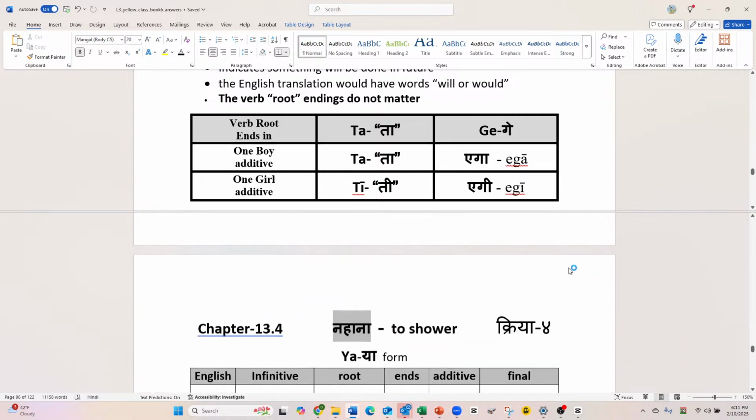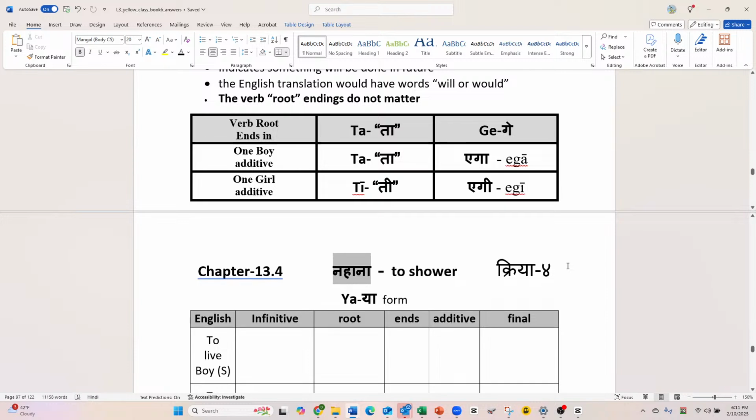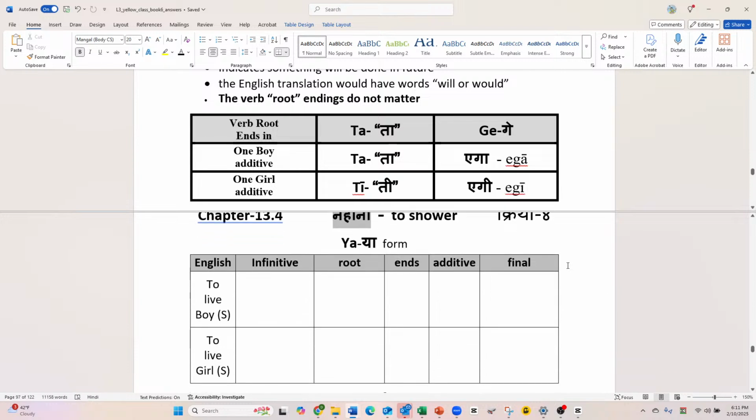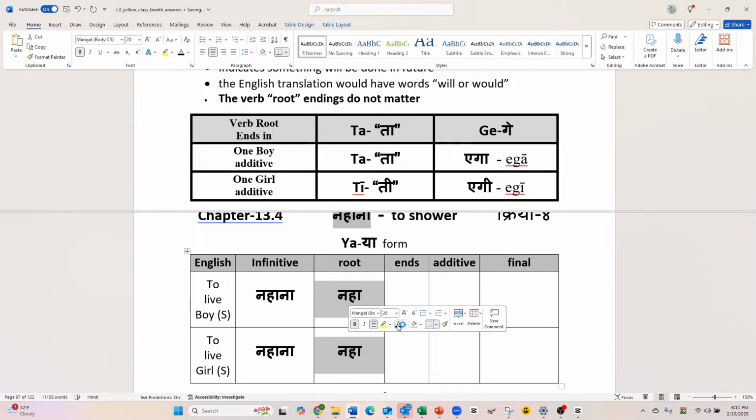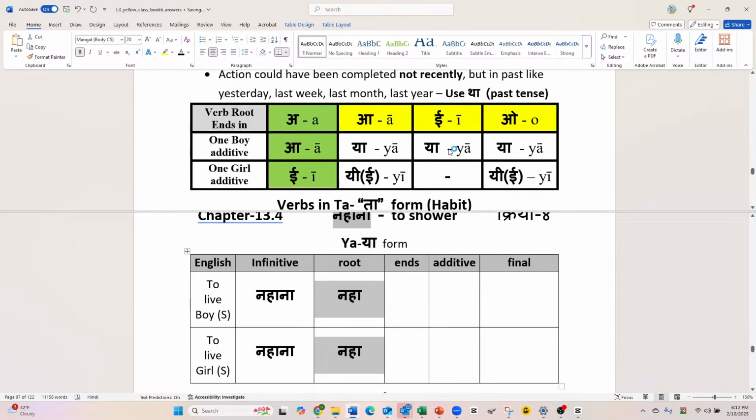Okay, next page. Now we are going to go to another verb, nahana. So this time I want Ishan to do it with me. What is the infinitive? Nahana. Root, Ishan, come up. Naha, Naha. And then what do we do? We go back on this page and say which is the ending for naha. Which of these four? What is the ending when you say naha? What sound do you hear?